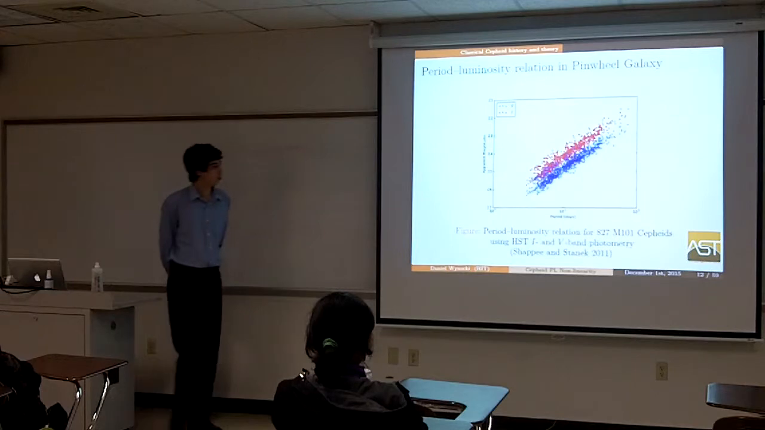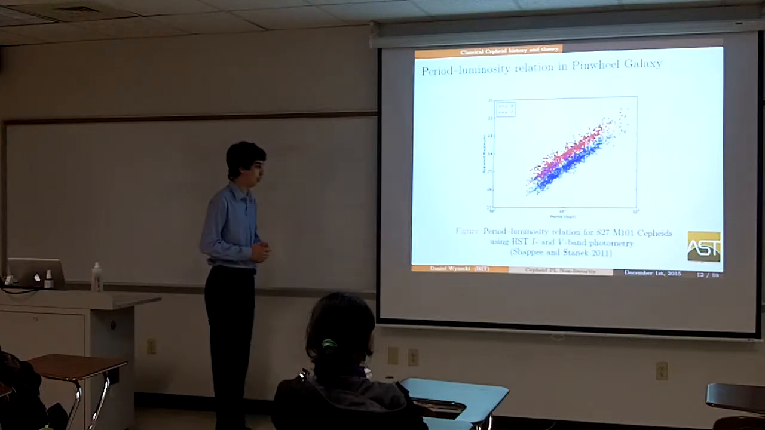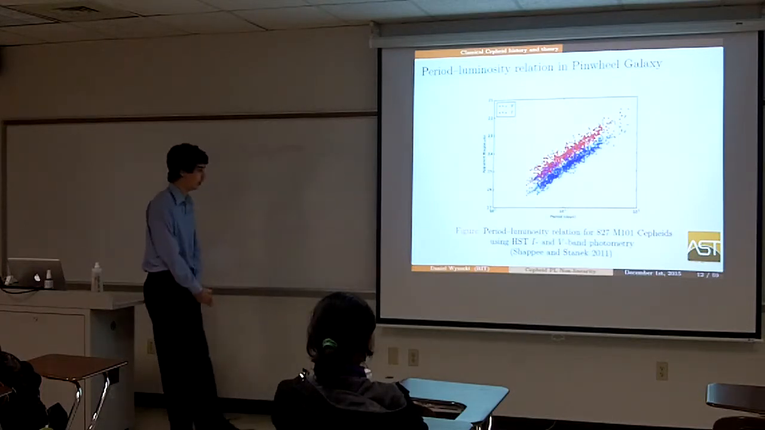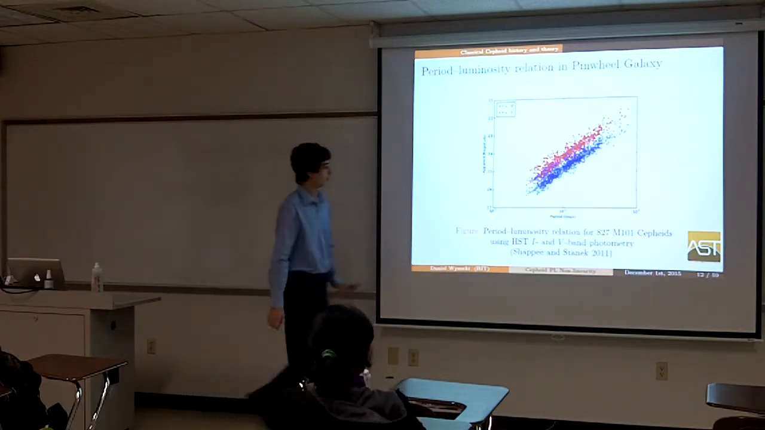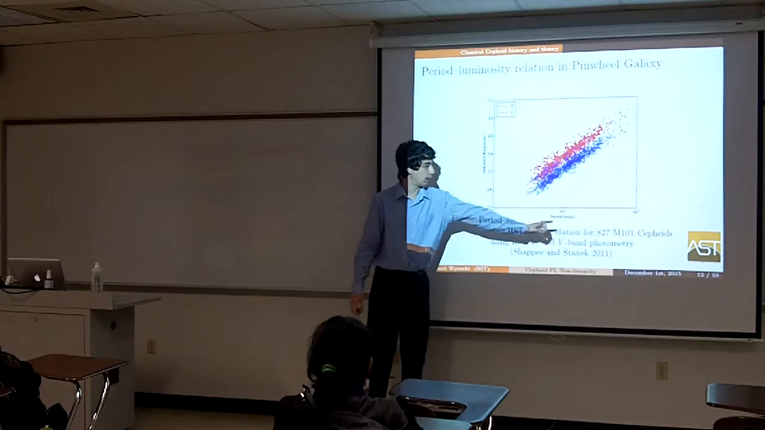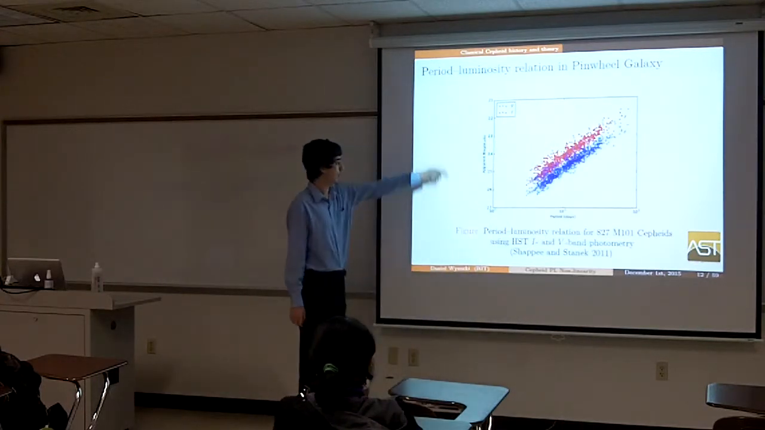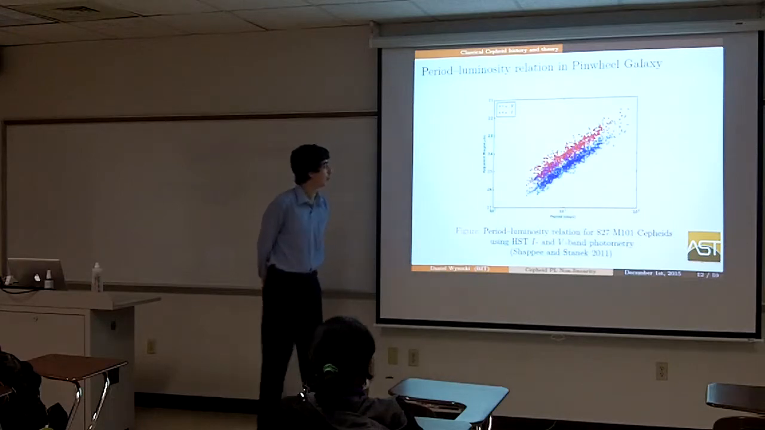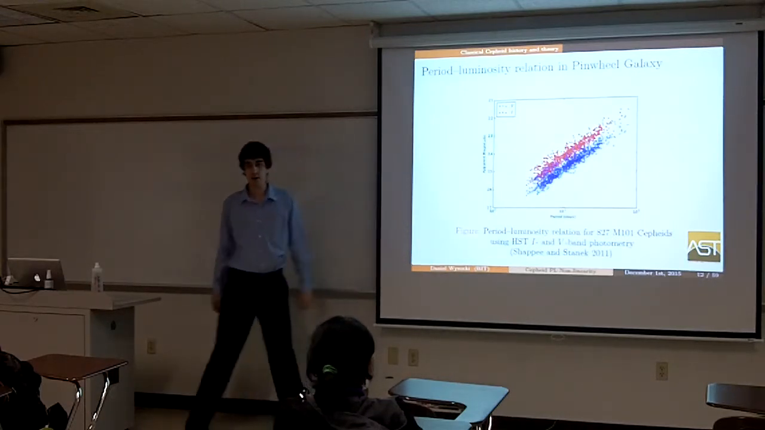So here's an example of the period luminosity relation in two different bands in the M101 galaxy. That's the Pinwheel galaxy. I have the V and I bands plotted here. You can see on the X scale, I have it in the log scale, the period in days. And on the Y-axis, you have the apparent magnitude. I flipped magnitude, so up is brighter.